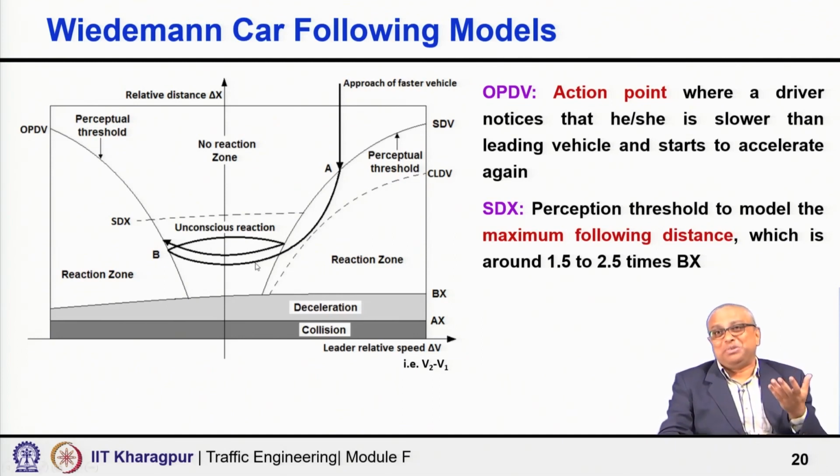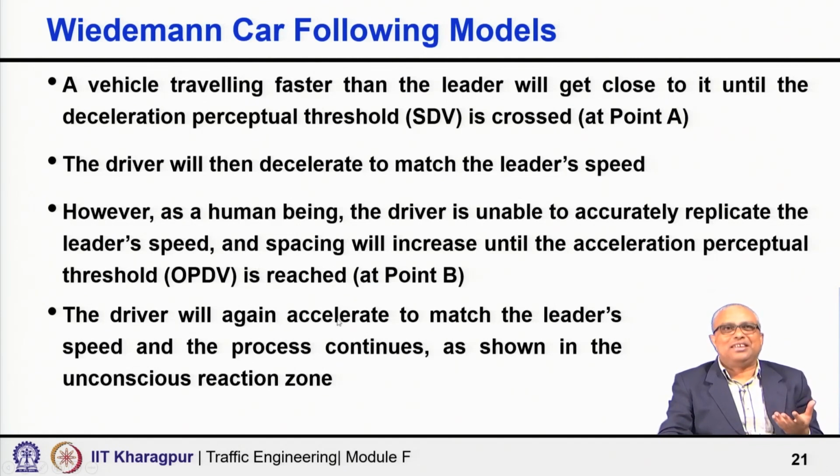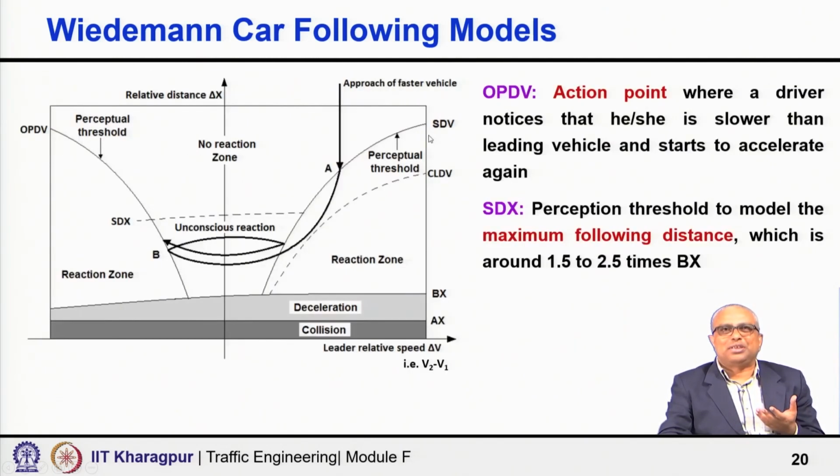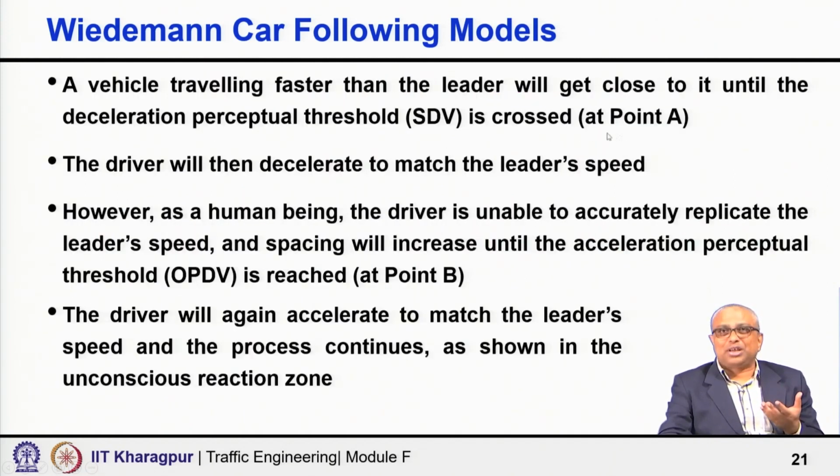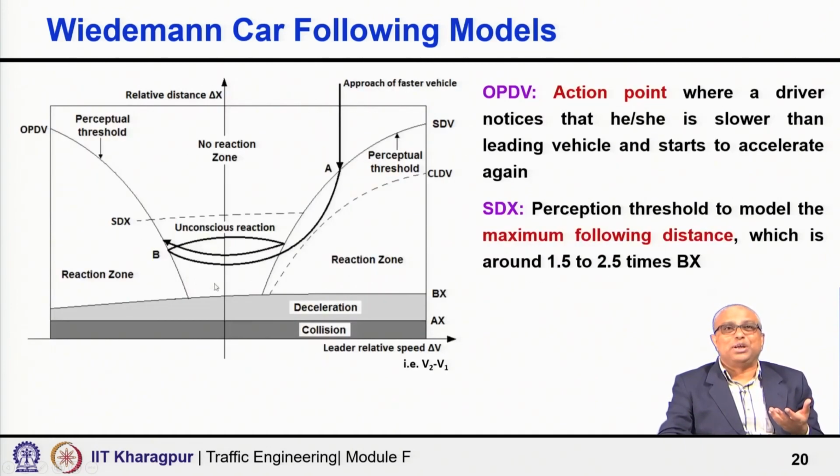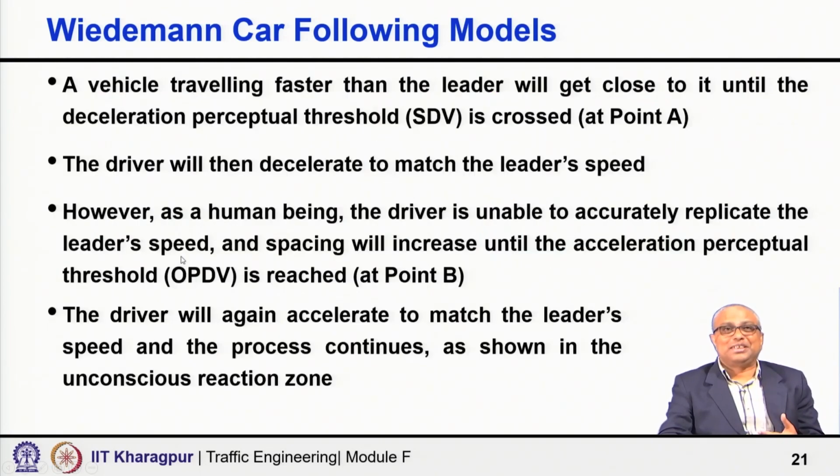That is the way the behavior is expected to happen, which is shown here in this slide. A driver travelling faster than the leader will get close to it until the deceleration perceptual threshold SDV is reached or crossed at point A, then the driver will decelerate to match the leader speed. However, as a human being, the driver is unable to accurately replicate the leader speed, and the spacing increases until the acceleration perceptual threshold is reached at point B. So, now the distance has increased. Then the driver will again accelerate to match the leader speed and the process continues as shown here.